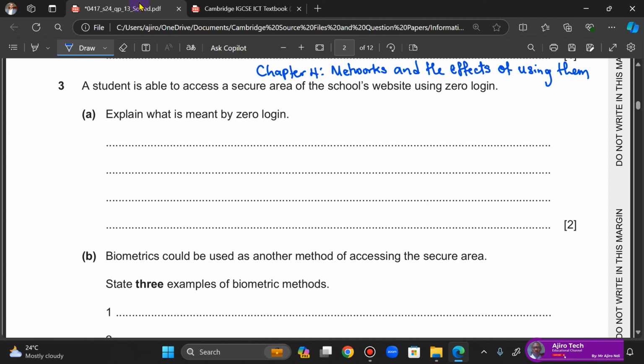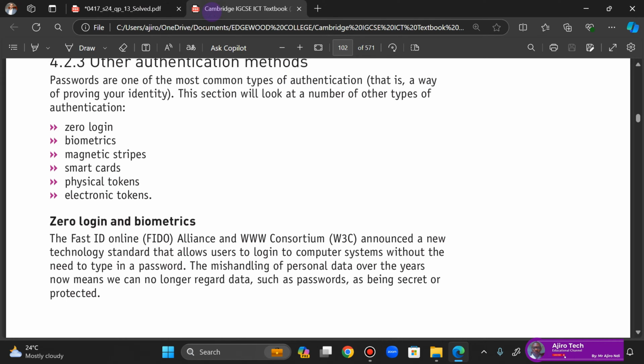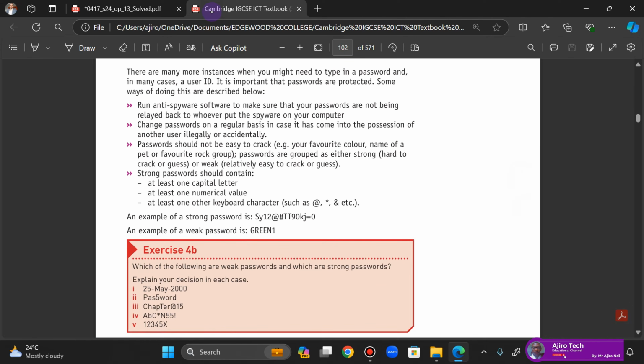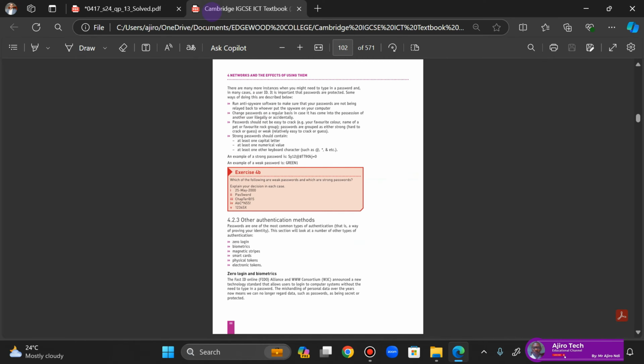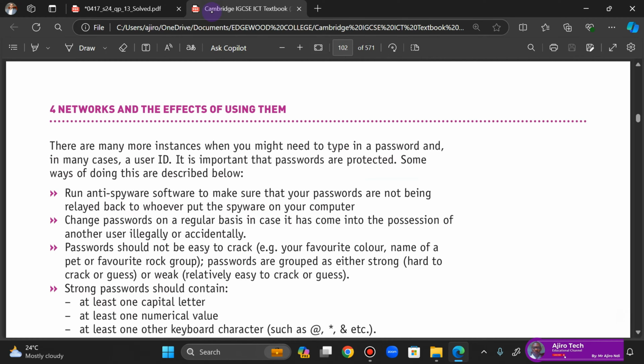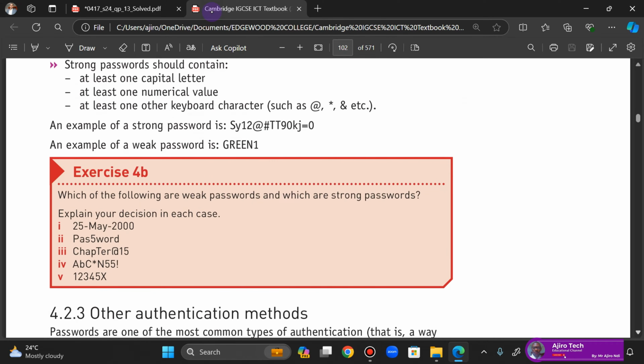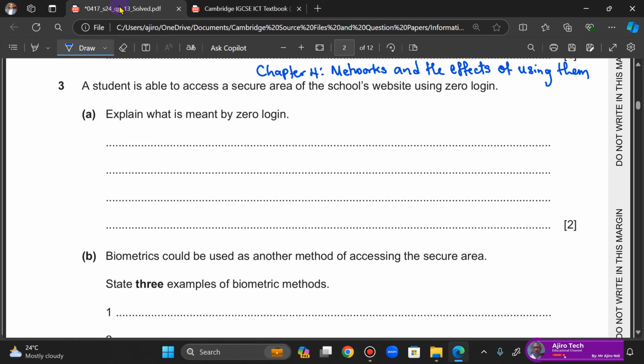So this is 2 marks. Let's start with the first one. You can see other authentication methods. Apart from username and password, there are other authentication methods. So you can now see that there are methods of authentication. The first one is zero login authentication method.